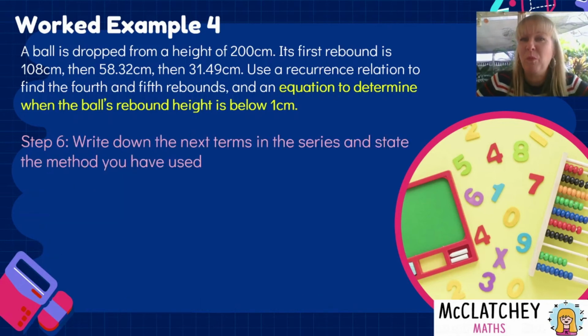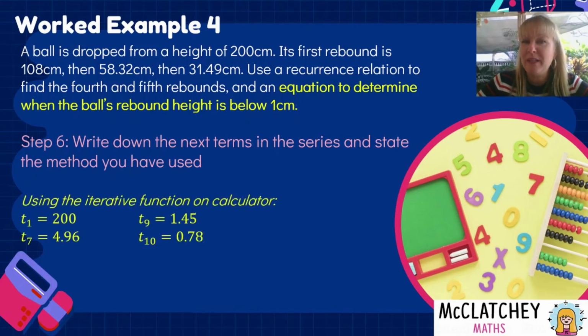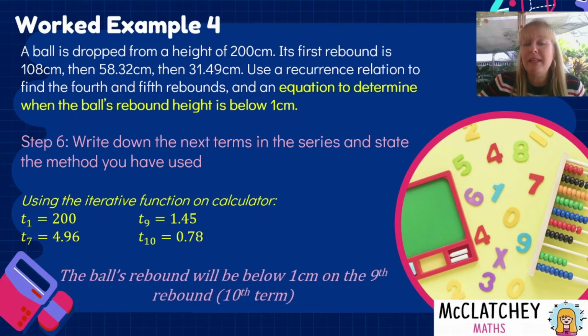So let's look at the working for that and how that would actually look. So we're going to use our iterative function in the calculator. We've just done that. And we didn't need to write down all the previous terms because we found those. So term 7, term 9, and term 10, which means that our ball's rebound will be below 1 centimeter on the 9th rebound, which is our 10th term, which is the 9th power plus 1, n plus 1.